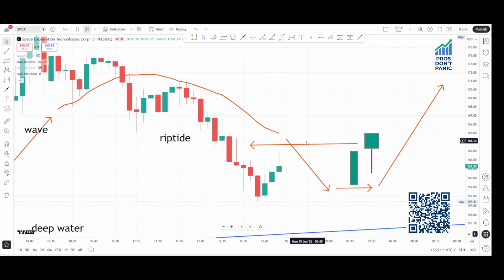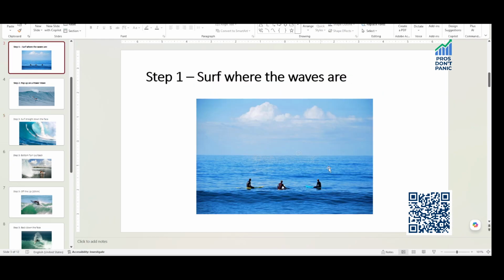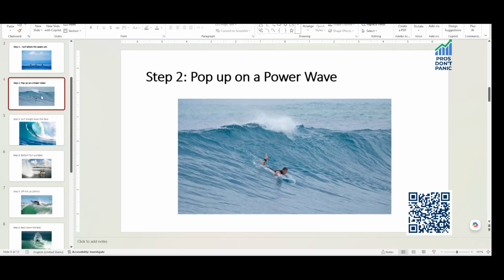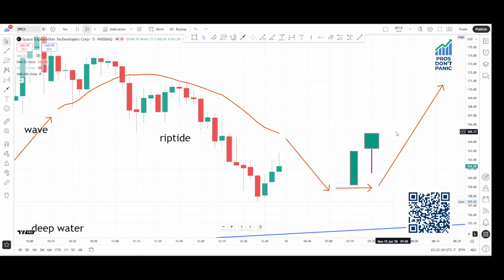So if we have our 20 period moving average down here that goes parallel, that's our entry zone. That is where we're going to get in the trade. That's where we're sitting. We're sitting in the lineup where the waves are. Step one, surf where the waves are, right? So we're looking for a parallel 20 moving average. We're going to look for a power wave. That's one of those candles. And then we're going to surf down the wave. And the whole thing starts again.